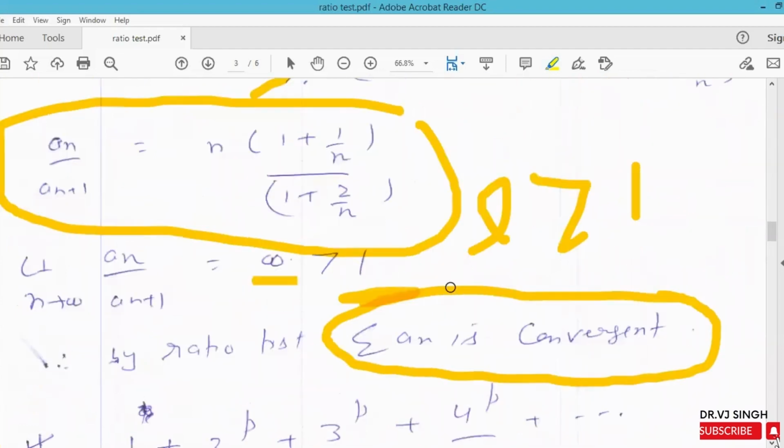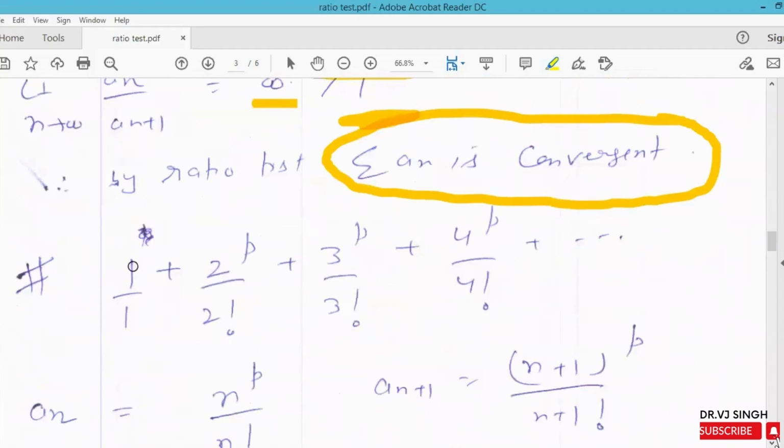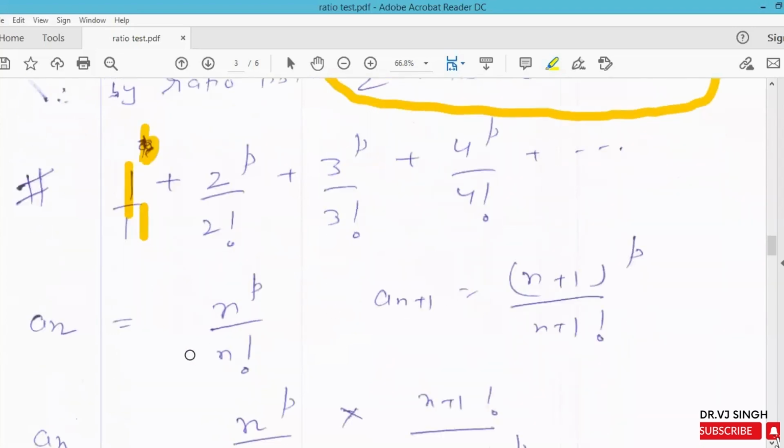Now I give one more example. Suppose this is a question: 1 plus 2 power p, 2 factorial, 3 power p, 3 factorial, 4 power p, 4 factorial. It can be written as 1 power p by 1 factorial. It starts from 1, 2, 3, 4, so the general term is n. So p is there. So it can be 1 factorial, 2 factorial, 3 factorial, 4 factorial. So this is n factorial. So this is the nth term.